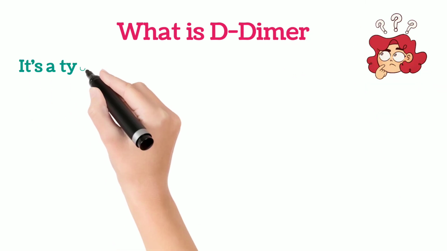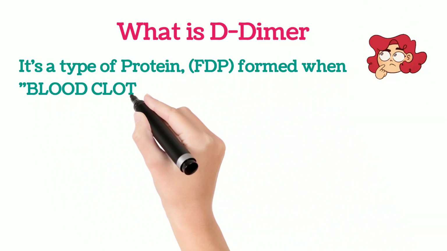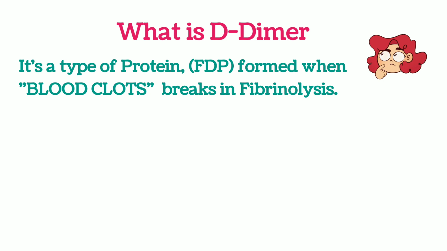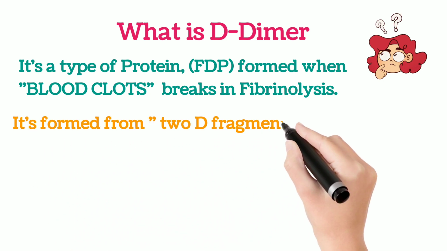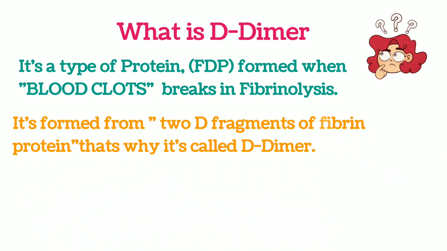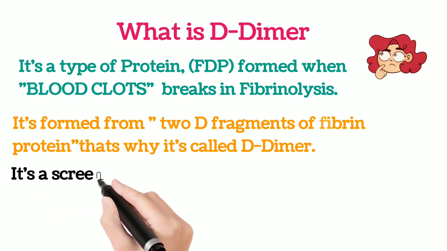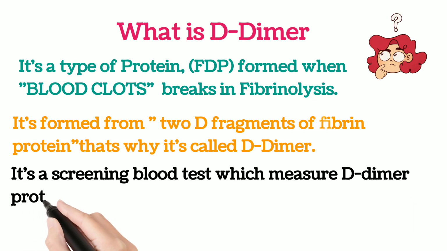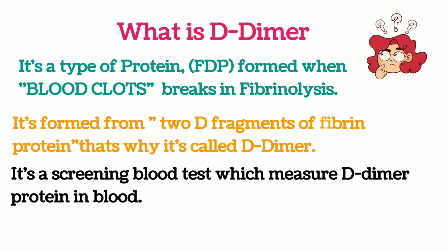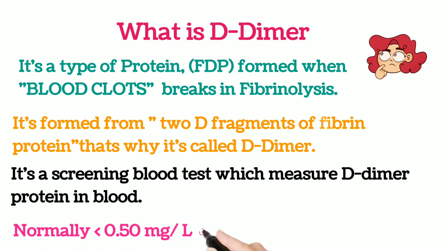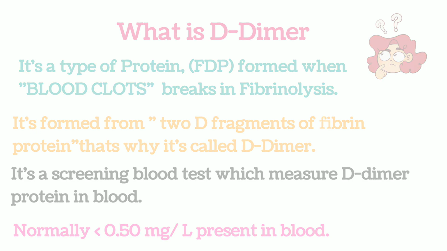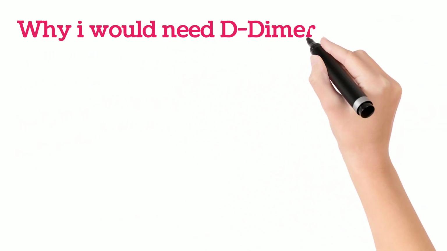D-dimer is a protein formed when a blood clot breaks down in the process known as fibrinolysis. As it is formed from two D fragments of the fibrin protein, that's why it's called D-dimer. The D-dimer blood test is a screening test which measures the D-dimer protein in the circulation. Normally less than 0.50 mg per liter is circulated in our blood.